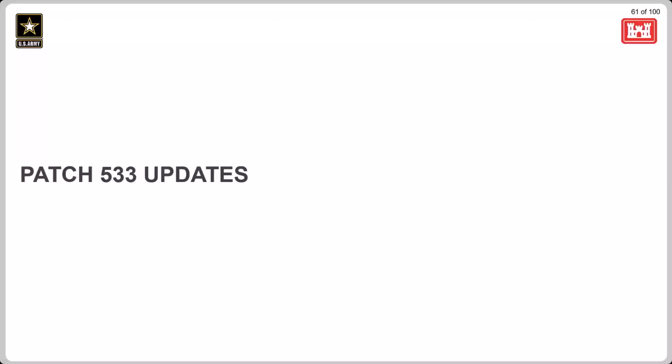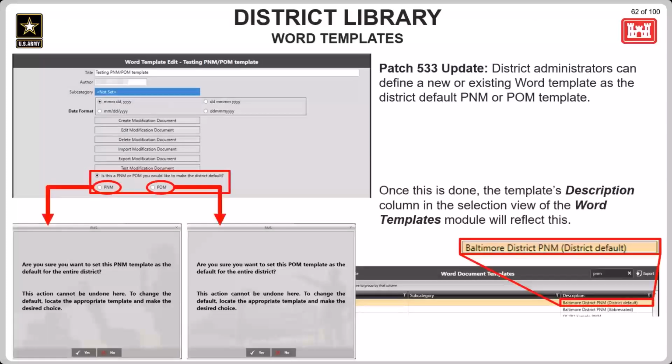Next are the major updates from patch 533. So first was an update to the Word templates module at the district level in the district library menu. This also impacted change requests at the contract level as well. If the district default PNM or POM template needs to be updated for the entire district, then that can be performed by a district administrator within the Word template edit view for that specified template.